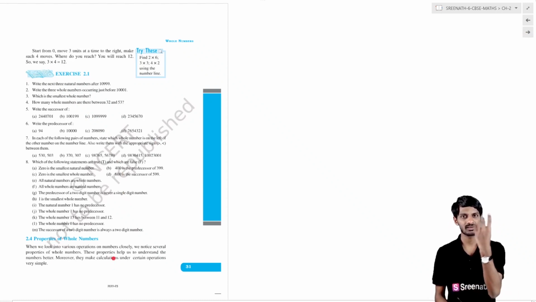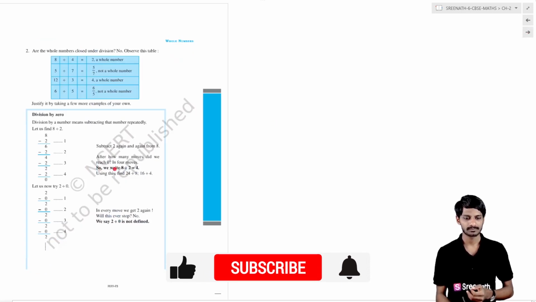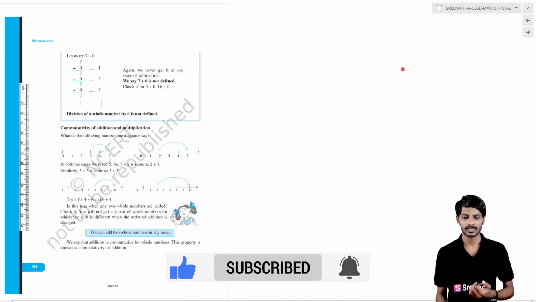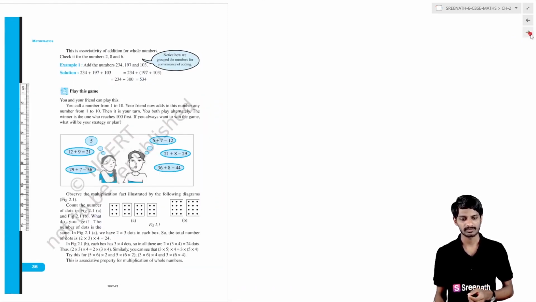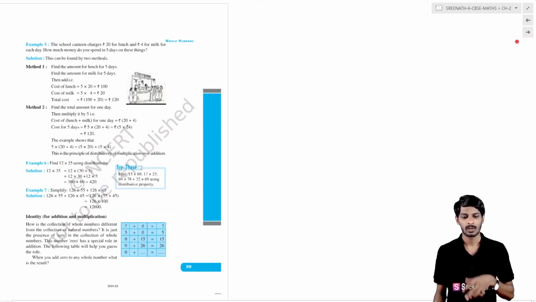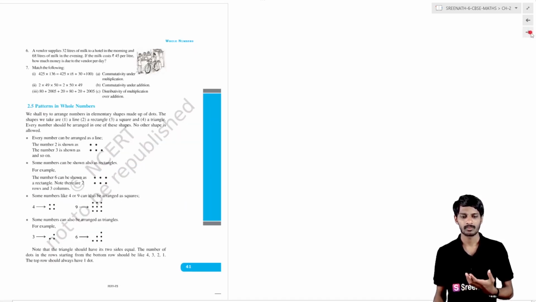Now we are entering into the fourth topic. The fourth topic is properties of whole numbers. So what are the properties of whole numbers? Basically there are the closure property and some other properties like associative property, commutative property, like that. So we are going to discuss all those properties. Distributivity of multiplication over addition is also one of the properties. So like that we are going to discuss all the properties in the fourth topic.